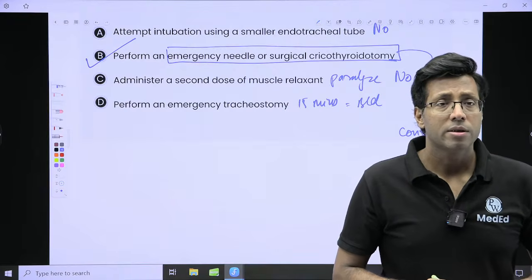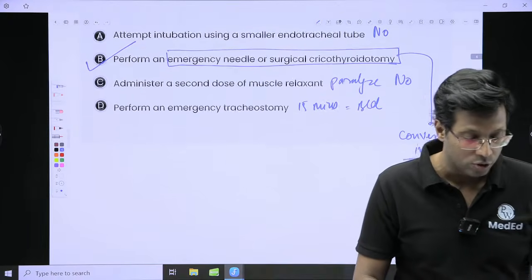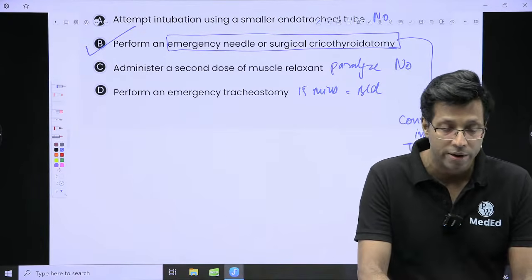Correct, correct. It gains 30 minutes to do tracheostomy. All of you are correct. Absolutely correct. It is converted to tracheostomy later. So therefore, you're going to do emergency needle or surgical cricothyroidotomy.